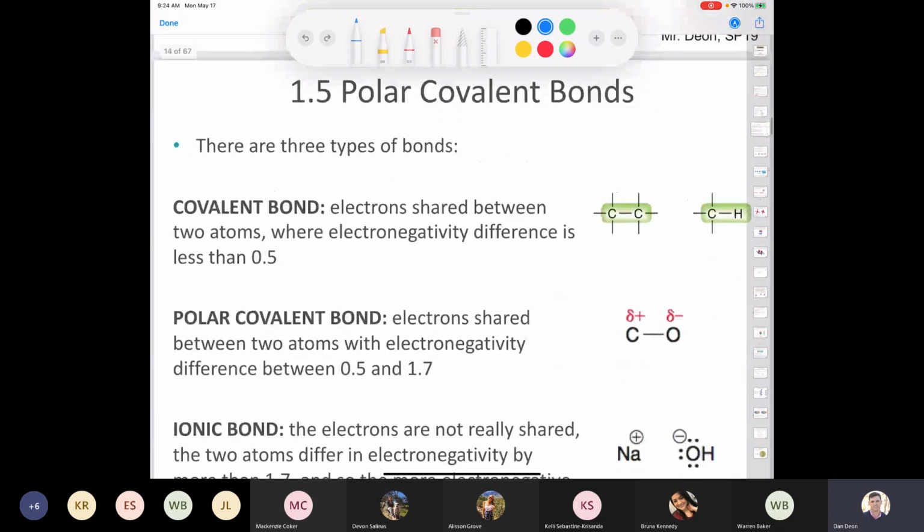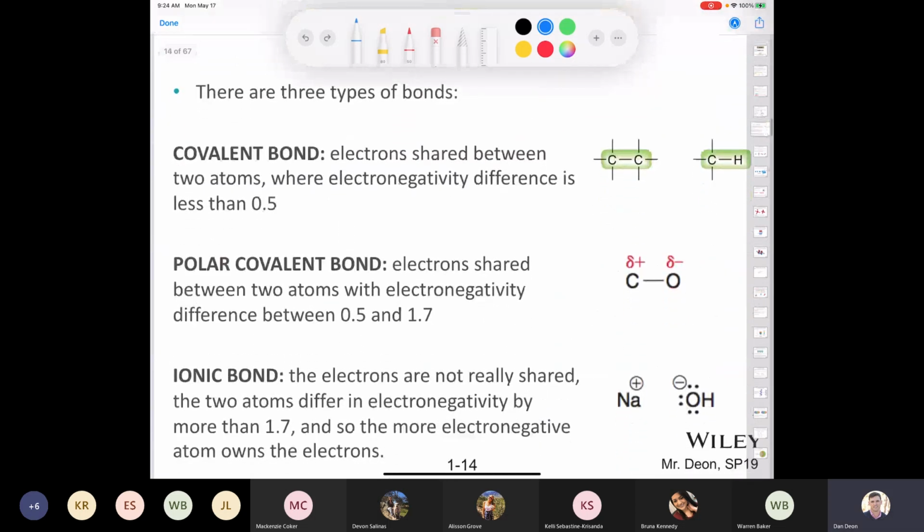Well, what is a polar covalent bond? Well, there are 3 types of electron sharing when it comes to bonds. We can have a purely covalent bond. That's a bond that results when the difference in electronegativity between the two atoms is less than 0.5. So I say difference, delta, in electronegativity is less than 0.5. When you have a difference that's less than 0.5, we have a purely covalent bond.